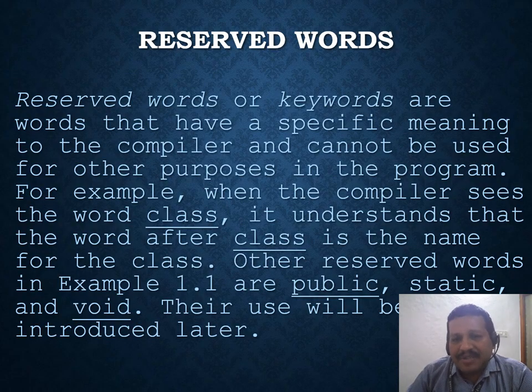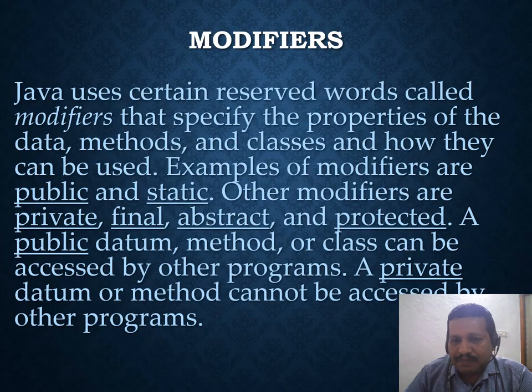Some words are reserved words, which have a specific meaning and cannot be used for any other purpose in the Java program. For example, you have a reserved word called class. It has a defined meaning, so this keyword is not used for any other purpose. Some examples of reserved words are class, public, static, void, etc. We will discuss this in the future.